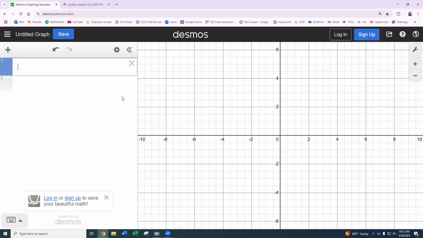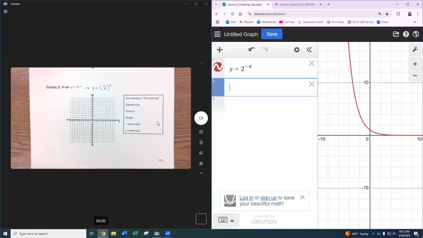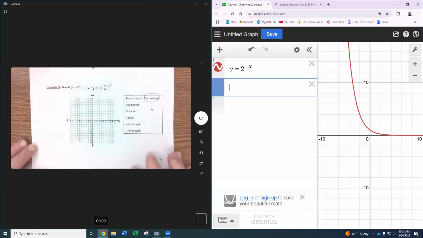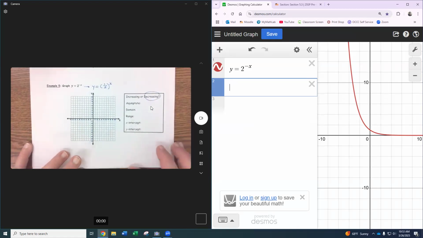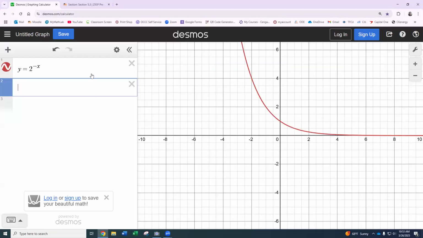Let me do this from scratch real quick. So I'm going to do y equals 2 to the negative x power. Once I type that in, I can see that. So really and truly, I can go ahead and say that this is now decreasing. Okay, and now I want my table of values.